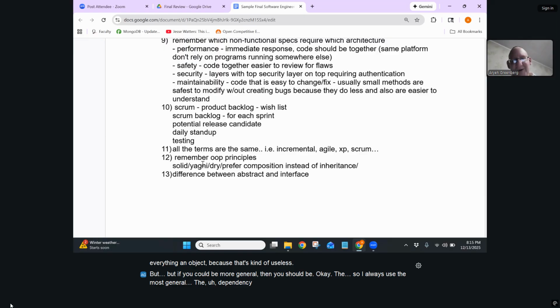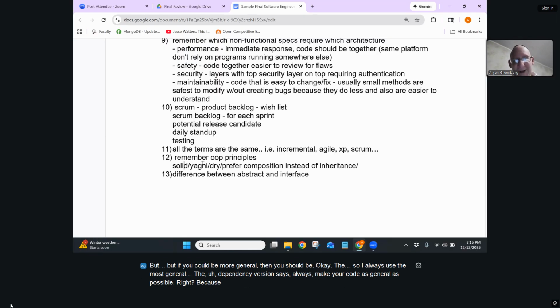Dependency inversion says always make your code as general as possible, because the more general it is, the less need to change it later on. It's a simple idea. If you make something very specific, for example, if I have a job opening only for people who are 6 feet tall, I'm only going to get certain people, tall people. But let's say the job is washing the floor. Do I really care how tall you are? So I should be as general as possible.